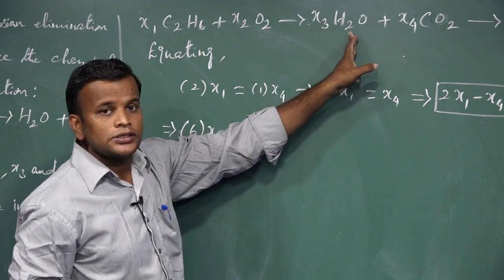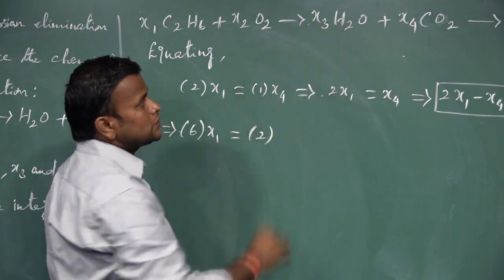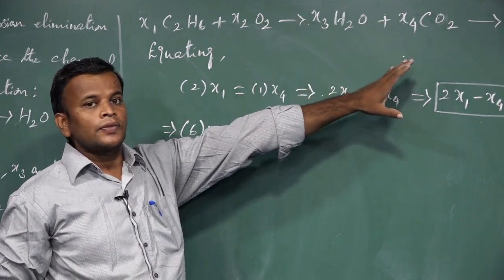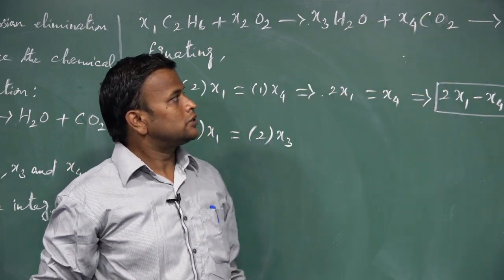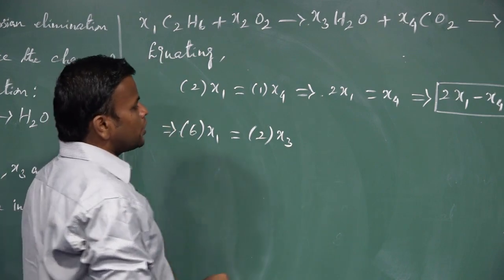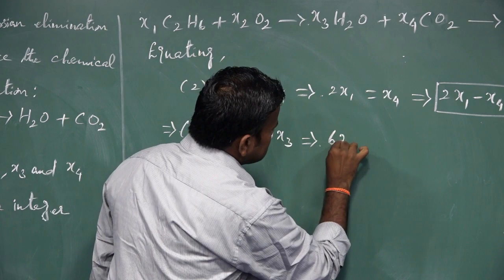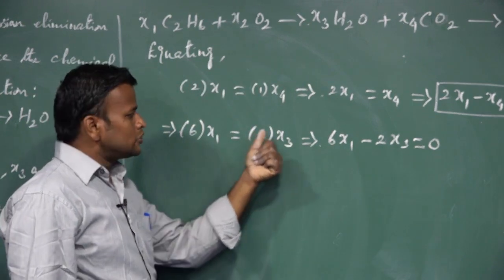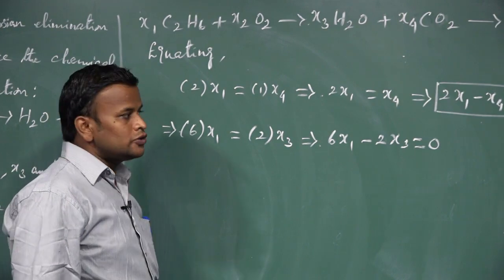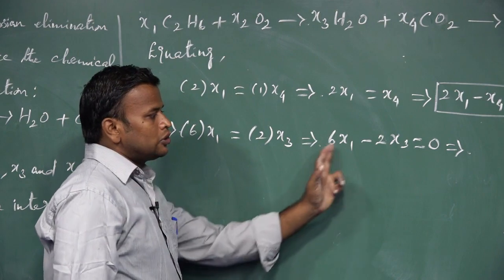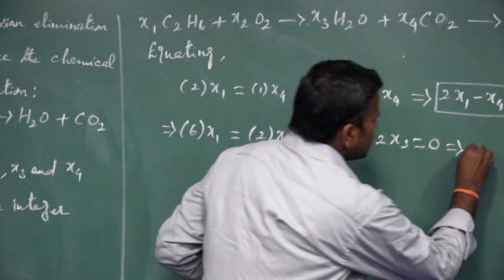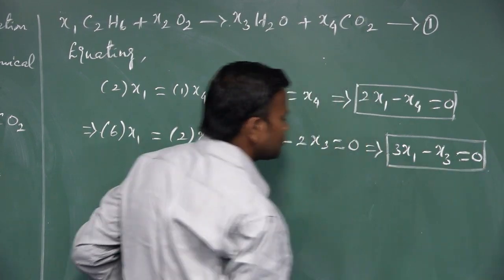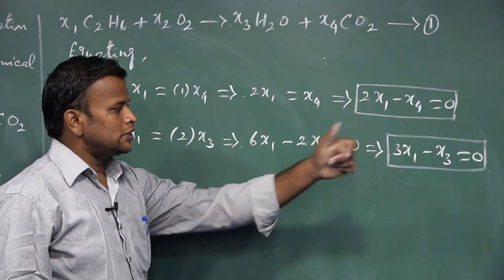In x3 H2O, how many hydrogens? 2 hydrogens, so we write 2 times x3. We don't have the value of x3. The hydrogen term lies in the next term also? There is no H in the last term. So 6x1 is equal to 2x3, which gives 6x1 minus 2x3 is equal to 0. Is any number common here? The number 2 is common, so dividing by 2, it becomes 3x1 minus x3 is equal to 0.